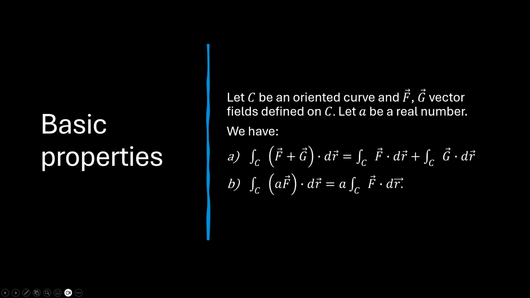And similarly, if I take the real number and I scale my vector field, I get a new vector field. So I could take the line integral of that. Well, that'll be the same thing as if you took the line integral of just f and multiplied whatever your answer was with a. So you can pull constants out front of line integrals, just like you could pull constants out front of regular integrals from Calc 1 and Calc 2.